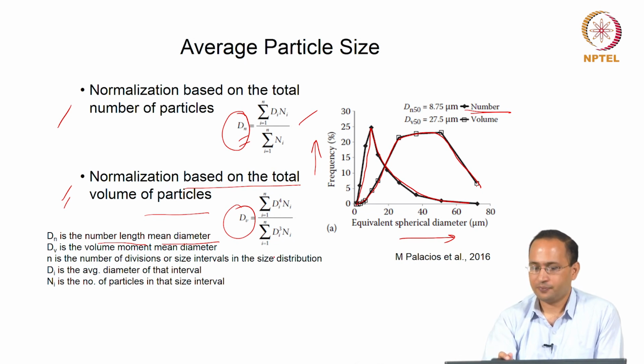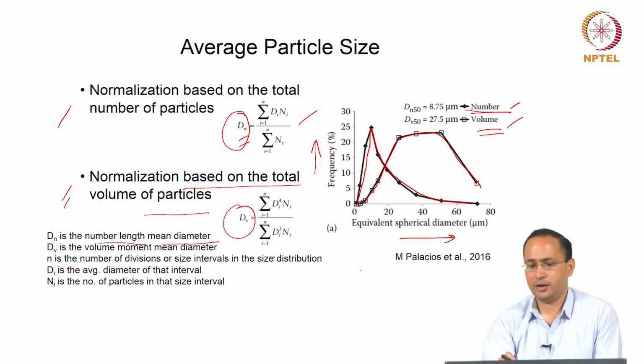We will come back to it, but these are commonly used normalizations as far as PSD is concerned, and you have to know which normalization you are using. If just frequency and equivalent spherical diameter is given, it is very hard to tell what it is based on, and both will have different implications.